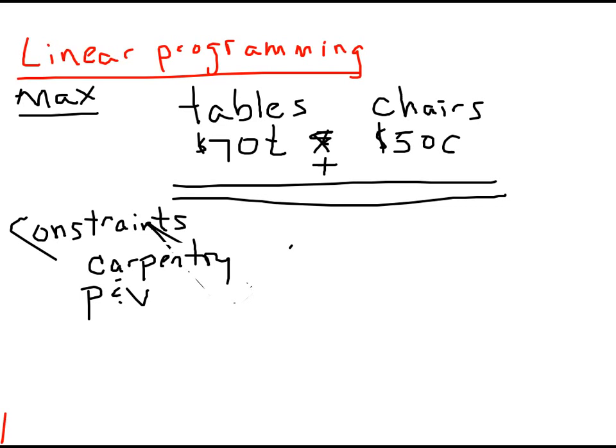So what do I know about carpentry? I know that each table takes 4 hours of carpentry and 2 hours in painting and varnishing. And each chair takes 3 hours in carpentry and 1 hour in painting and varnishing. So basically what I've tried to do, and this is a very big help for me even if I'm using Excel, is try to set this up as a table. So in my columns, I have my two variables, and in my rows, I have my constraints.